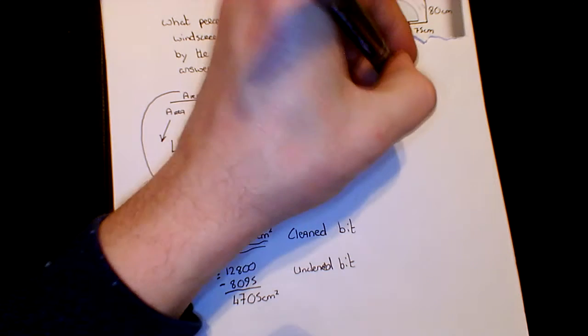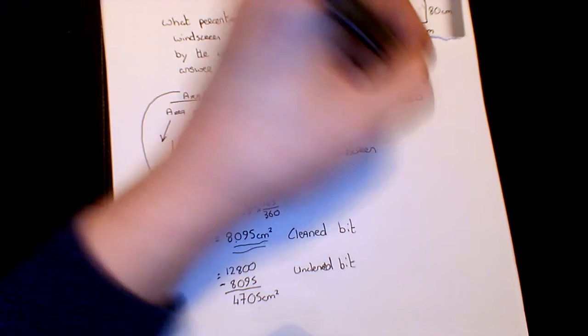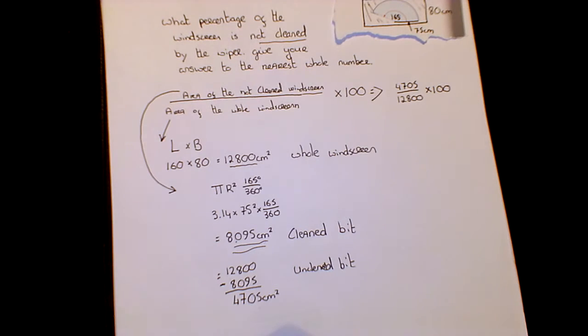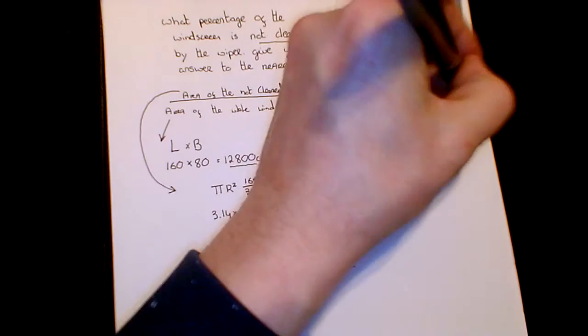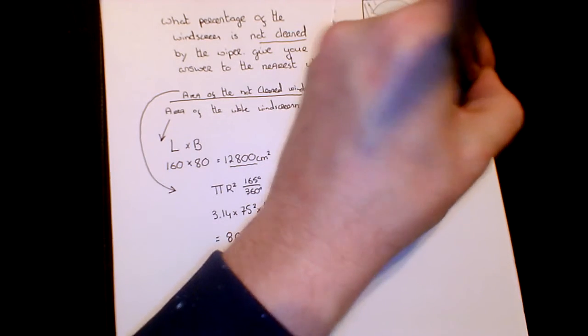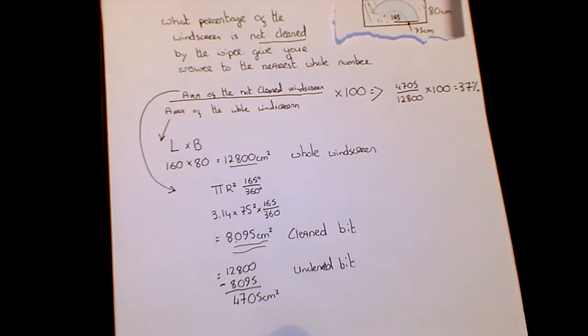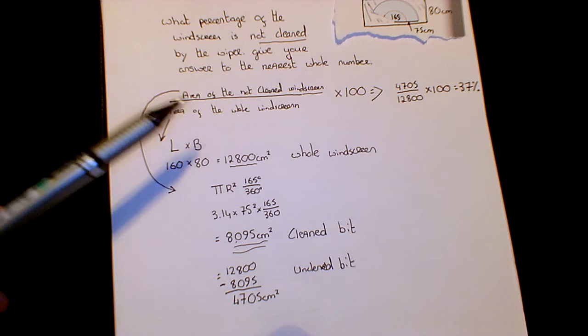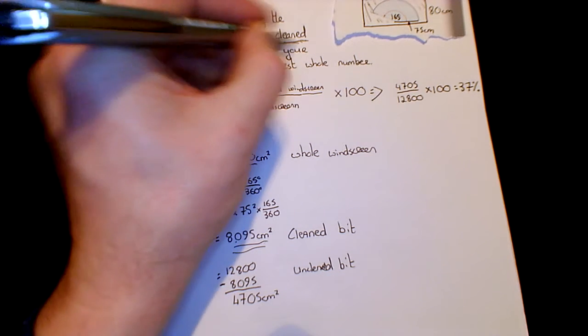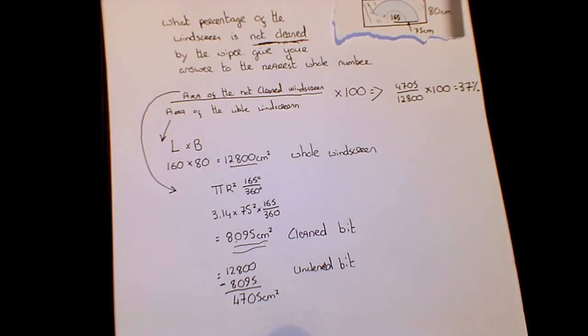Okay, so it's 4705, and if I multiply that by 100, I will change it into a percentage. Type that into my calculator. Remember, to the nearest whole number, it's 37 percent. Okay. If you look in the back of the book, they're going to say 63. Okay, it's wrong. What they have done is they have found the area of the cleaned bit, but we weren't asked that. We were asked the area of the not clean bit. Okay, so they've done that wrong.